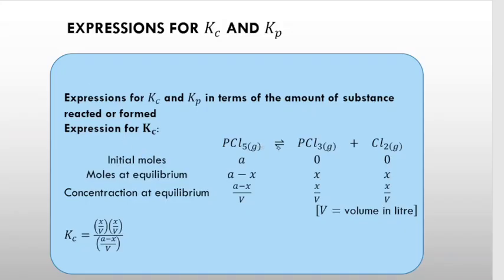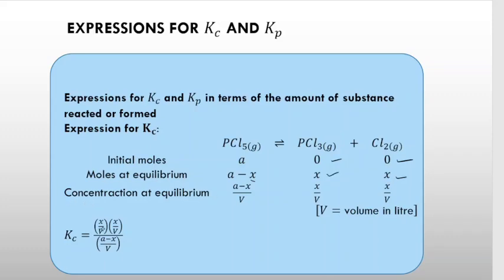Suppose we consider PCl5 gives rise to PCl3 plus Cl2. Let A be the number of moles that we have taken initially in the vessel. As we take only the reactants, the product moles are 0, 0. And let us suppose that after consumption of some X moles of PCl5, equilibrium is established. Then what are the number of moles at equilibrium? A minus X. As X moles are consumed, X moles of PCl3 and Cl2 are formed. Hence, the number of moles of PCl3 and Cl2 are X, X.